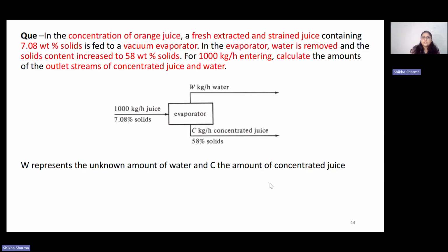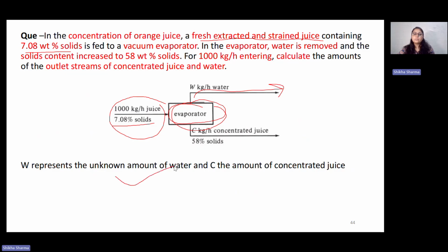Let's move to this next question, that in the concentration of the orange juice. So we have this orange juice and we are concentrating it into an evaporator. So a fresh extracted and strained juice, which is having 7.08 weight% solids. So we have this orange juice, which is having 7.08% solids, is fed into this vacuum evaporator, and in the evaporator, water is removed. So W is representing the unknown amount of the water, and the solid content is increased.